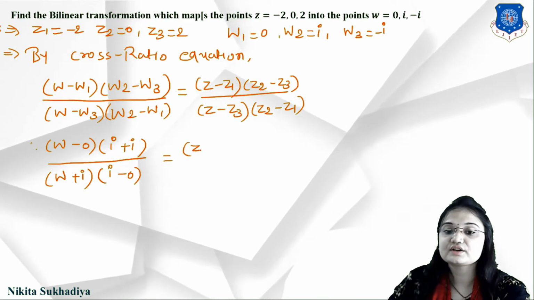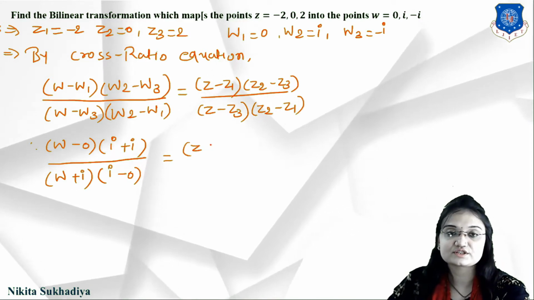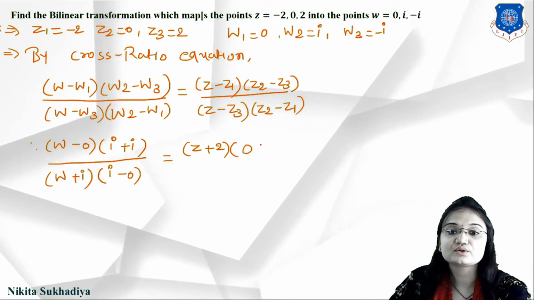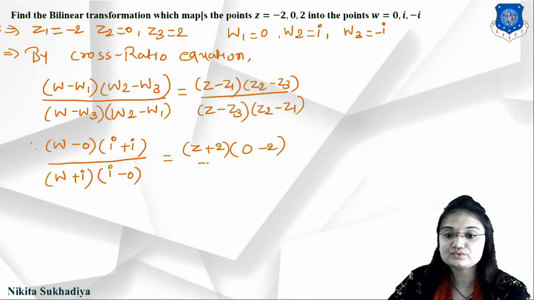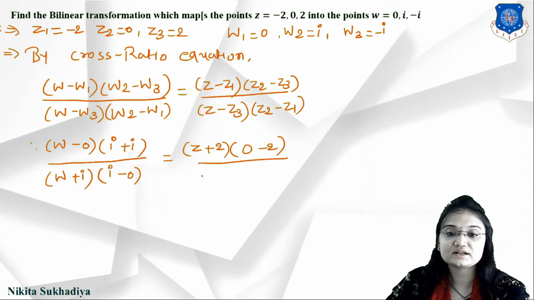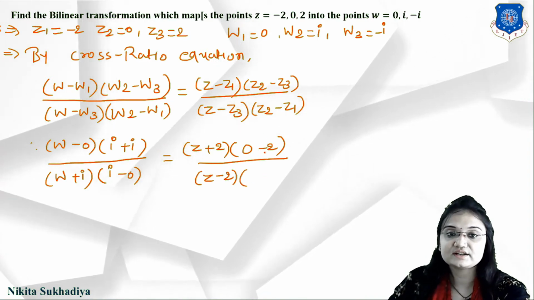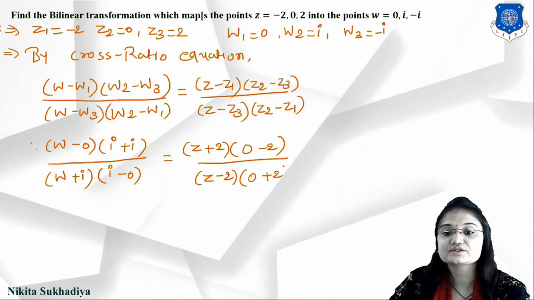Here also we have Z - Z1, so this is -2, so this will become Z + 2, Z2 that is 0, Z3 that is 2, upon Z - Z3, so this is Z - 2, into Z2 - Z1, so this will become 0 + 2.